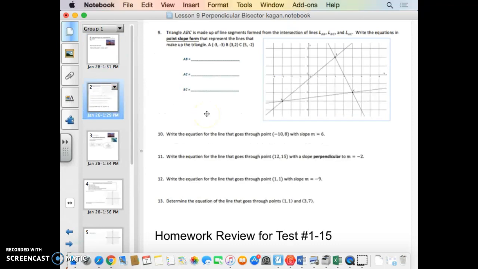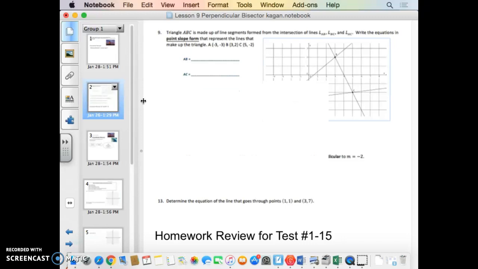Let's go ahead and do our do now, which is to check your homework from the previous day. This is on page, I believe it was 30. Let's go back and look. Page 31. Page 31. So let's take a look.